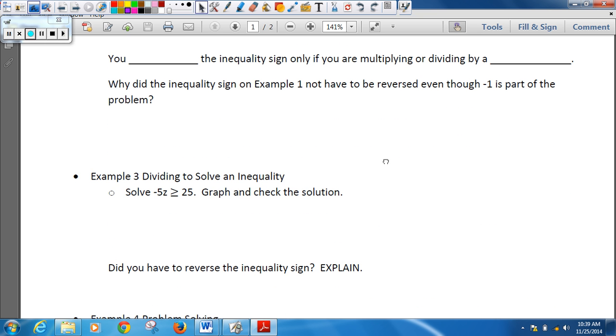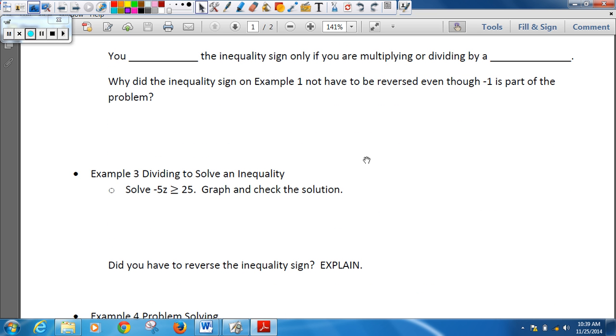So this next part says you blank the inequality sign only if you are multiplying or dividing by a blank. You reverse the inequality sign only if you're multiplying or dividing by a negative number. So if we look back at example number 1, why did we not reverse the sign even though negative 1 was part of the problem?